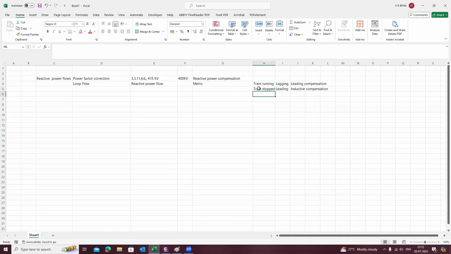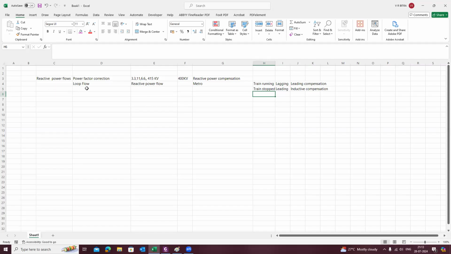Okay, so that's why essentially you need to consider the compensation requirement in both lagging as well as leading. So that is about the reactive power flow. Reactive power flow is mandatory because of the power factor correction and because of the reactive power compensation.